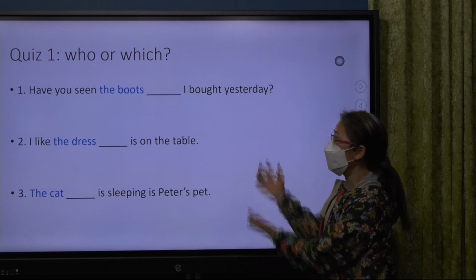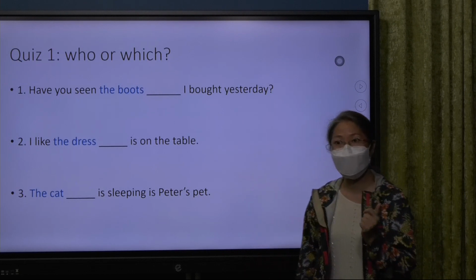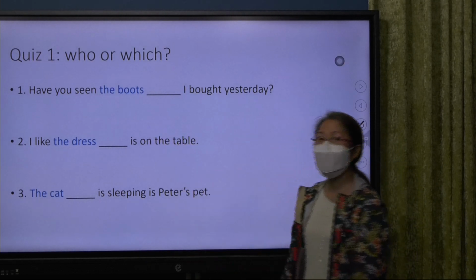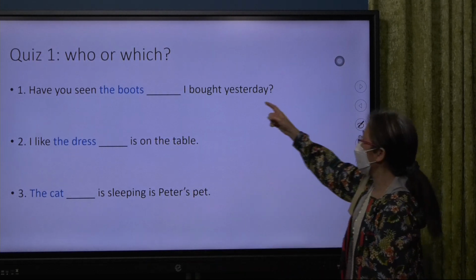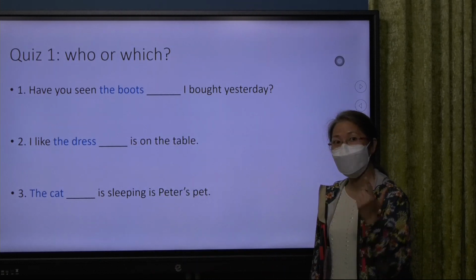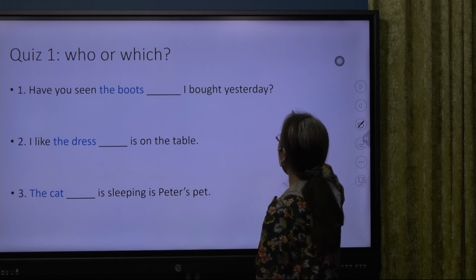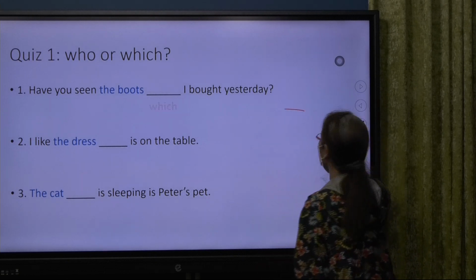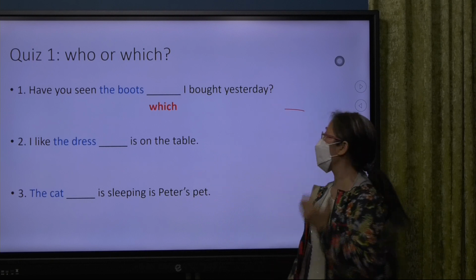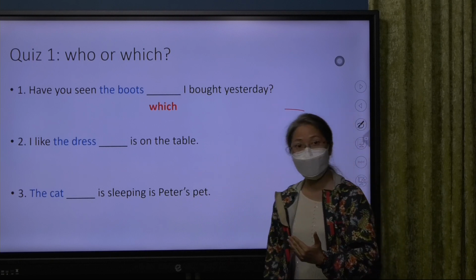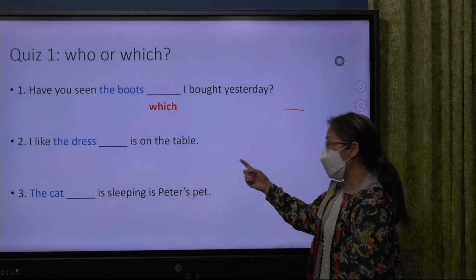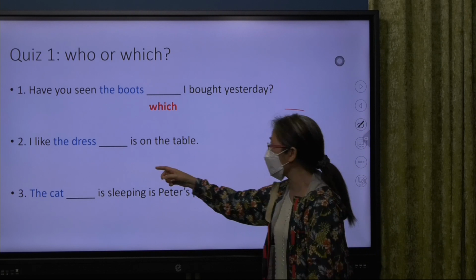Okay, quiz. Look here. Which relative pronoun should we use here? Look, have you seen the boots I bought yesterday? Boots. Who or which? Right? Not a person. So this one must be which. Have you seen the boots which I bought yesterday? 有冇見過琴日買嗰隻靴? Okay.